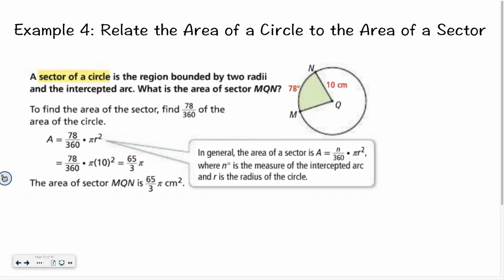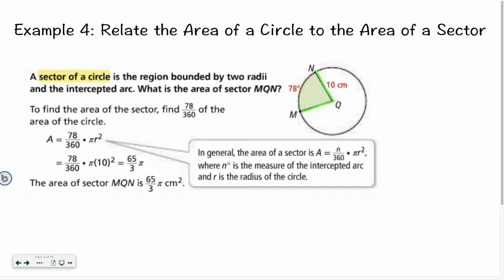Let's talk about areas of a sector. So the sector of a circle is the region bounded by 2 radii. So remember, radii is just plural for radius. So we have 2 radii, one here, and it's the area between them. So instead of finding the area of the entire circle, I just want that small portion. So like if you wanted to know how much pizza you got out of an entire pizza, you'd be finding the area of a sector, okay?